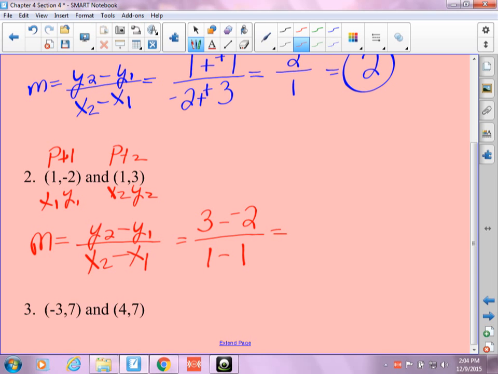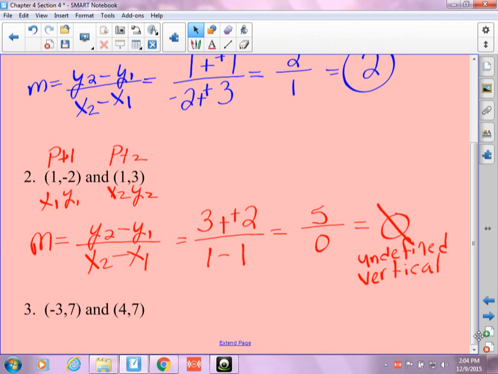All right, numerator is what? It's 5 because I do my chop chop. What do I get for my denominator? 0. So 5 divided by 0 is? Undefined. It's undefined. What kind of line is it? Vertical. We have to write vertical down. I would write vertical down. We just write a V down, or I'll write vertical.